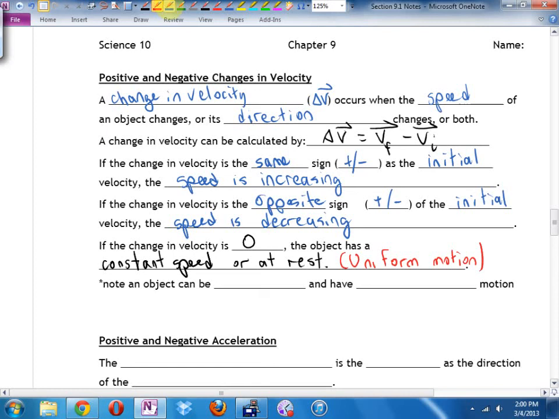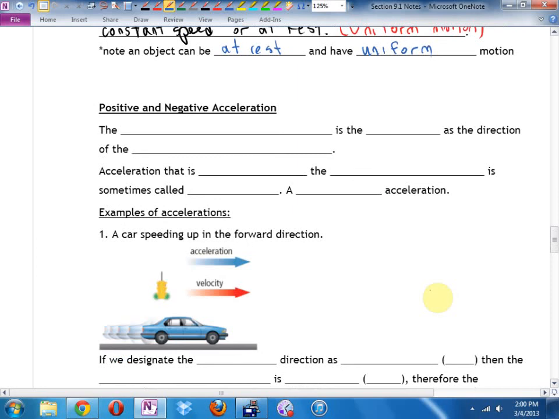So I wrote down here, note: an object can be at rest and have uniform motion. Its motion is really uniform. It's not going anywhere. It's just staying where it is, which is about as uniform, as constant as you can get. So far, so good. Lots of conceptual stuff here. We haven't actually started crunching any numbers yet. We'll get there.